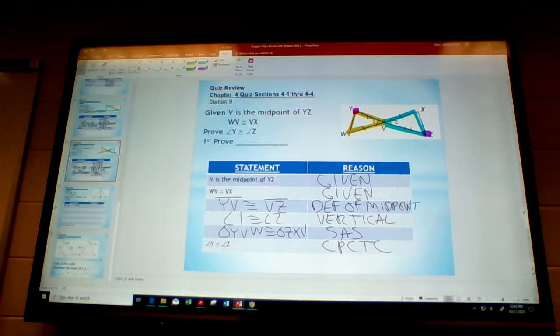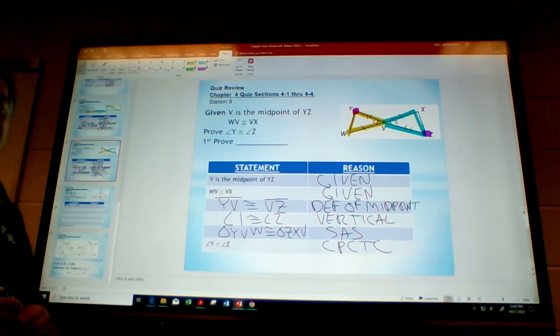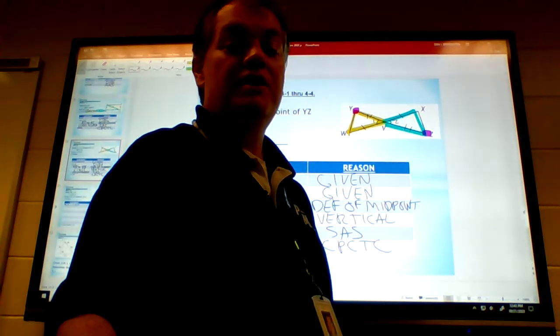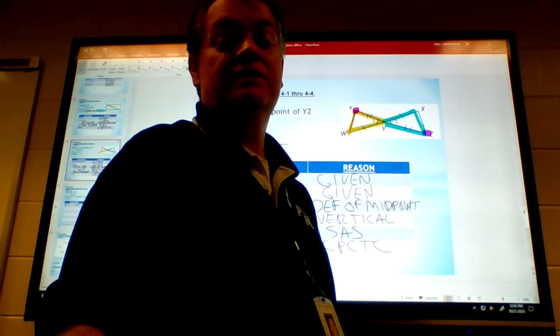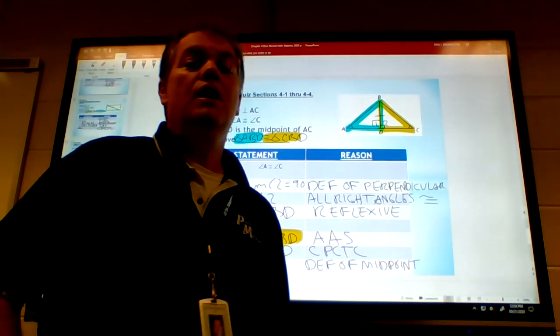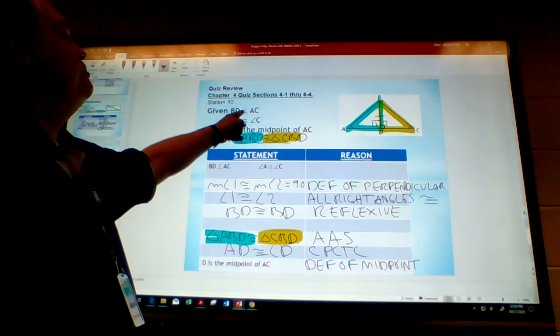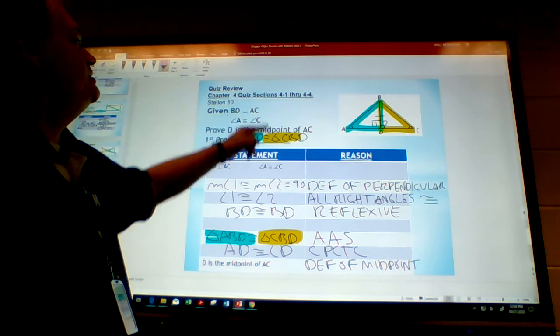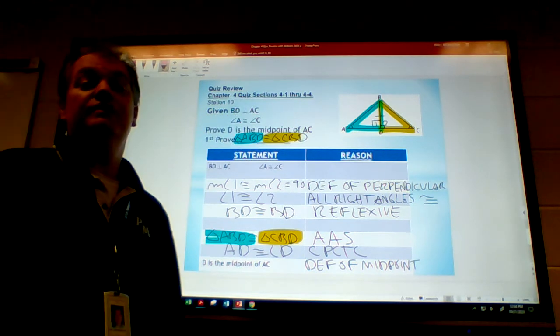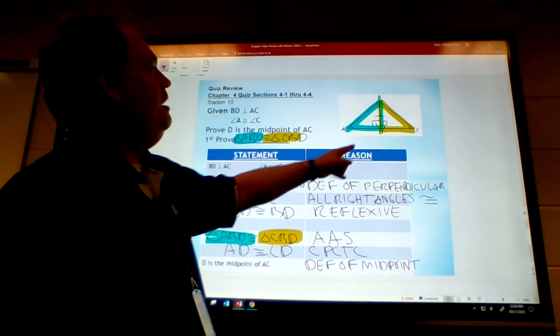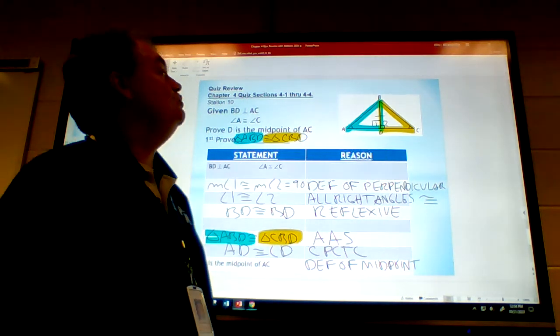Okay, now I'm going to pause this for a moment. I'm going to write the next one out and then I'll talk about it with you. Okay, now we're back. Now we're given that MBD is perpendicular, this means perpendicular right here to AC. Now you know perpendicular means it forms a right angle.